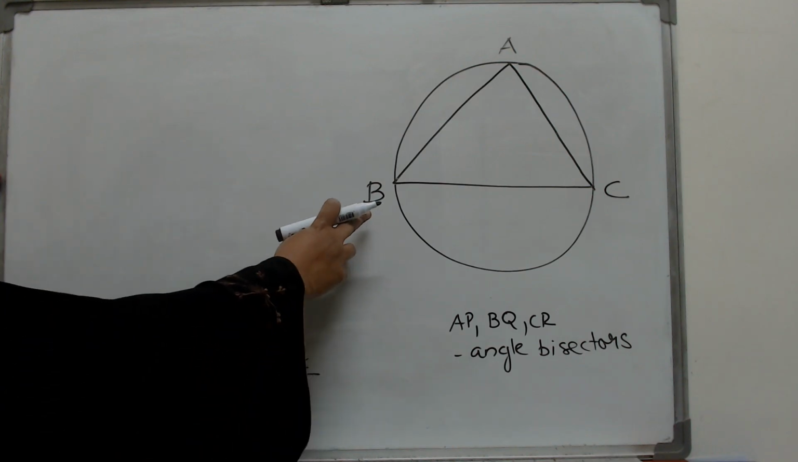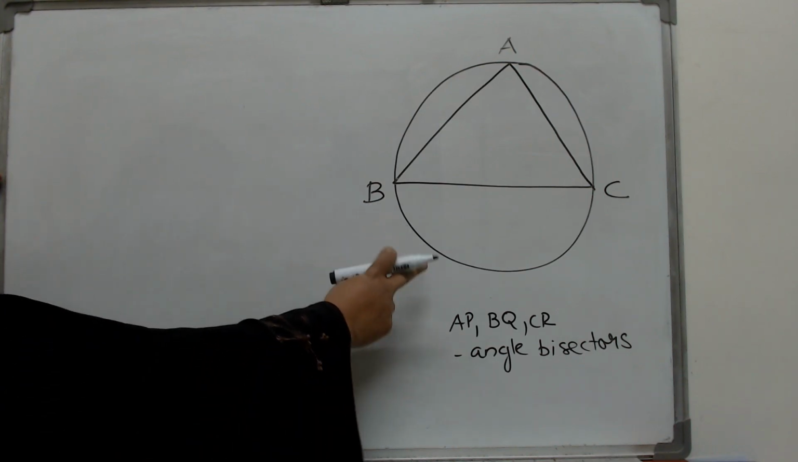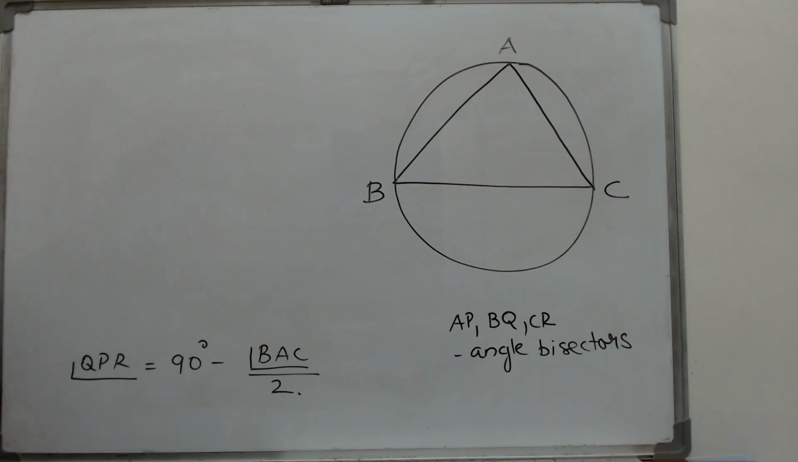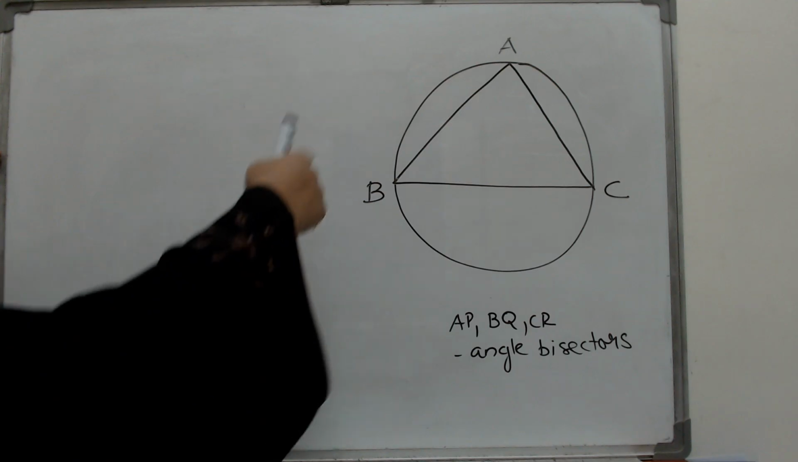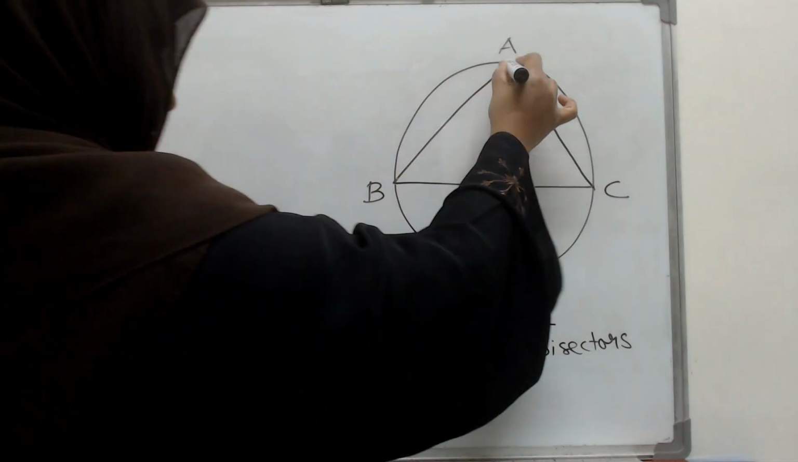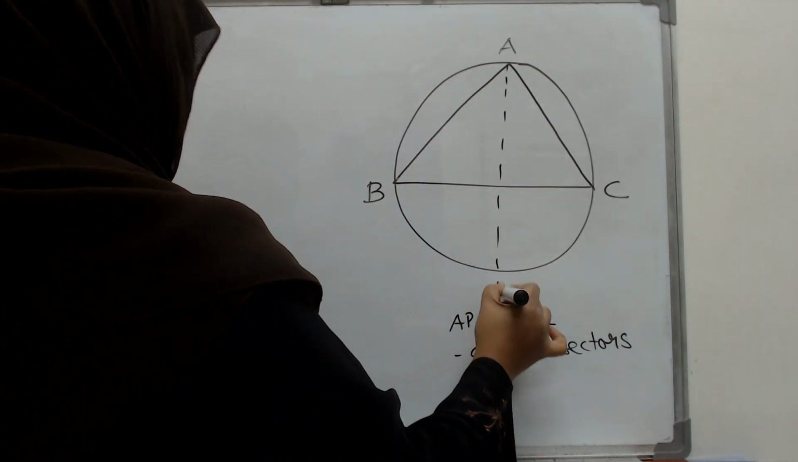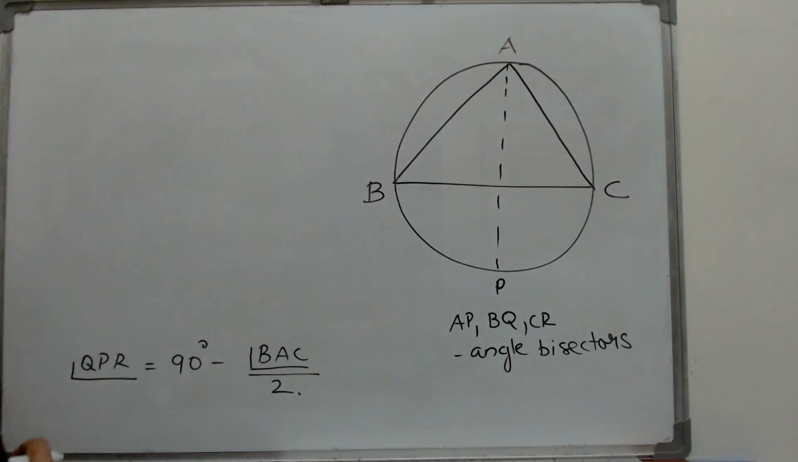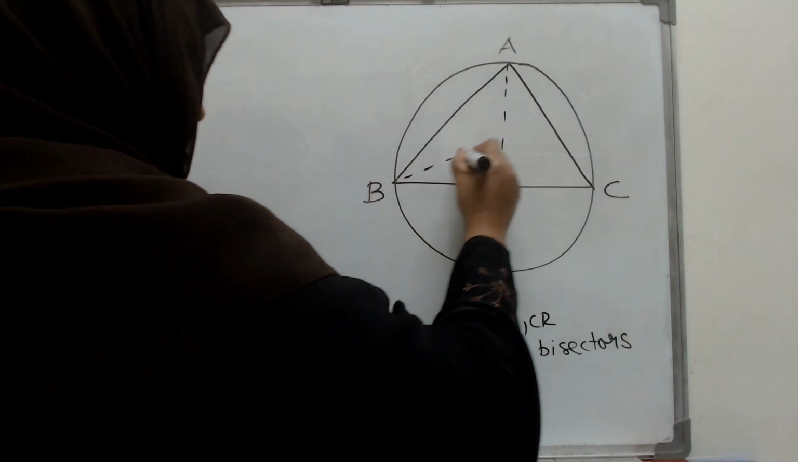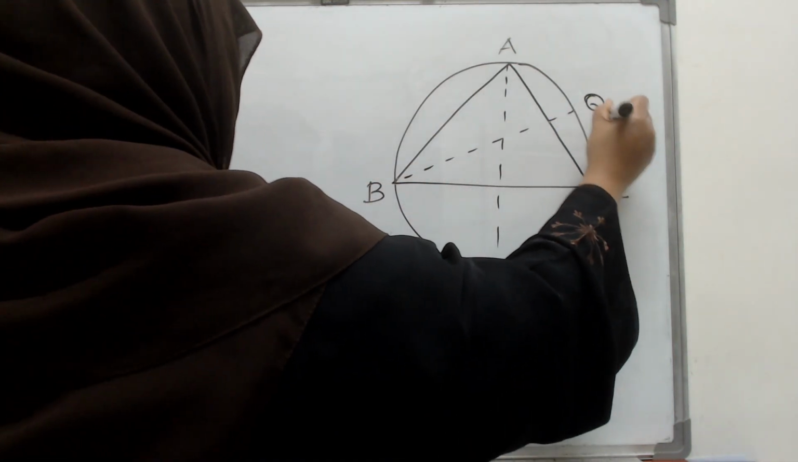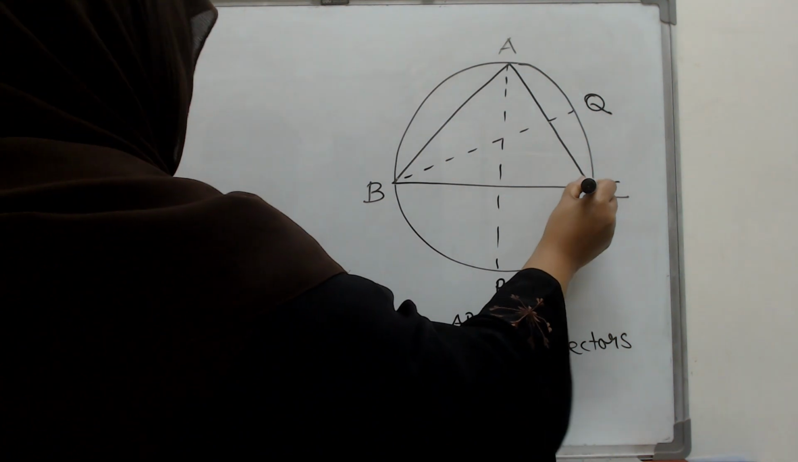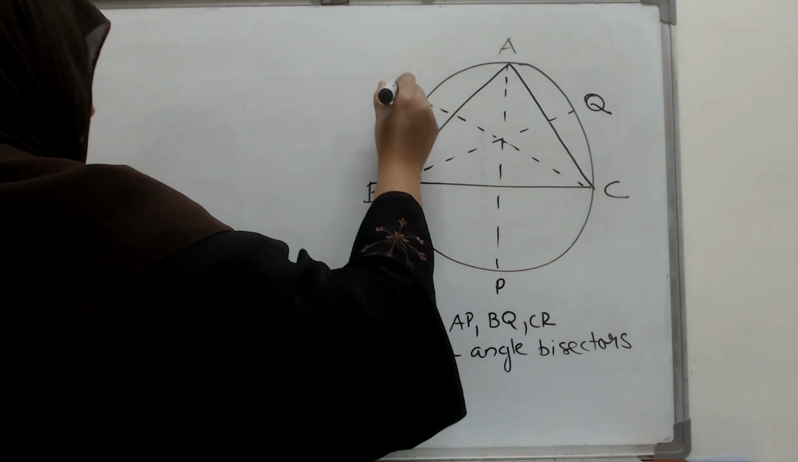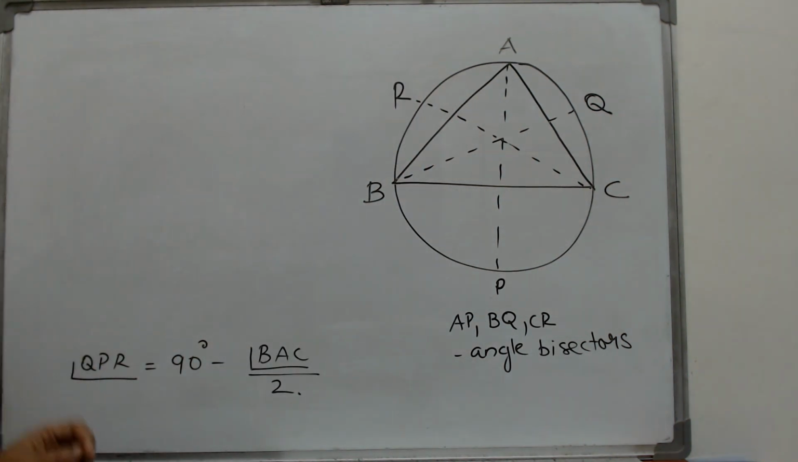Here we have a triangle ABC and its circumcircle. What else do we have? We have the angle bisectors of all the three vertices. We have AP, which is the angle bisector of angle A, or in other words, it divides A into two equal parts. Then we have BQ, which divides B into two equal parts. And then we have CR, which divides C into two equal parts.